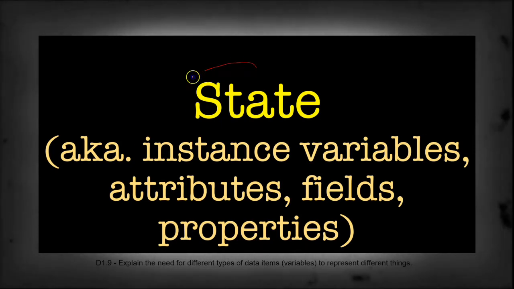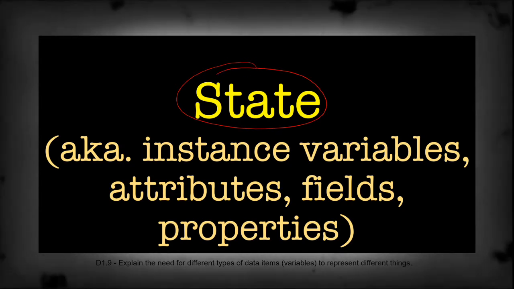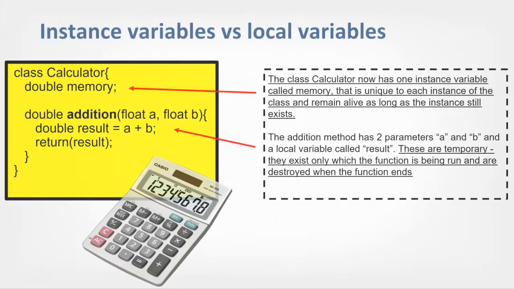We've already mentioned state. State is a variable, an attribute, a field, a property. Those are different names, different words for the same thing. Let's look at this simple class called Calculator, which has one variable inside it.